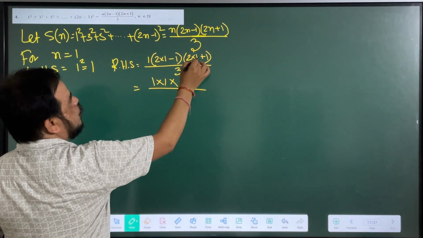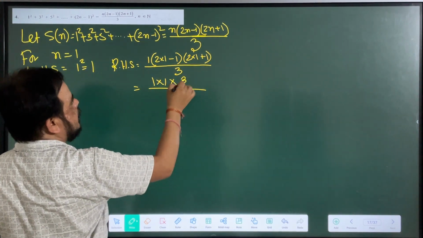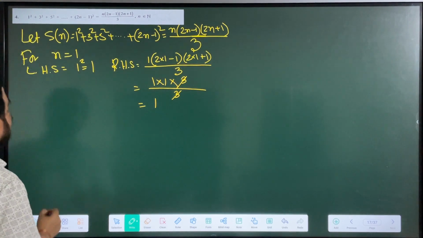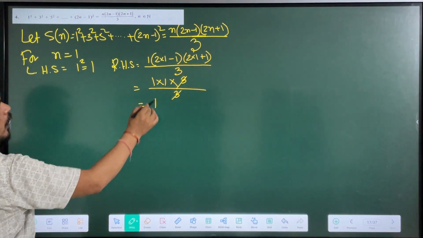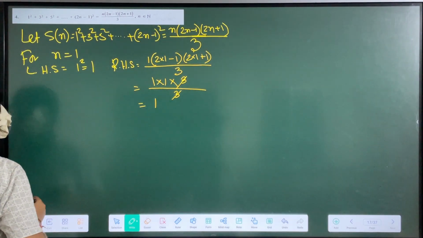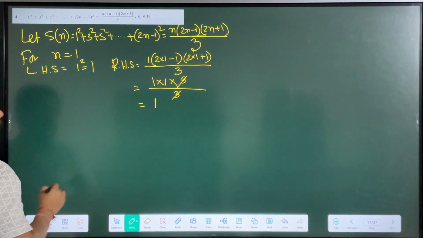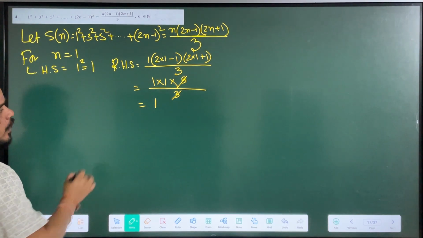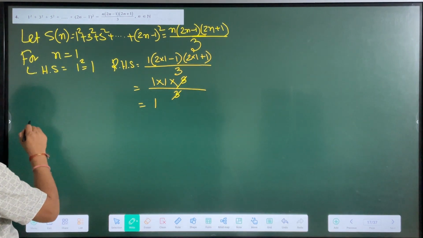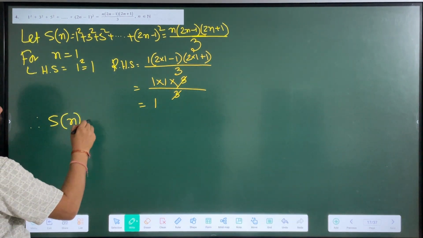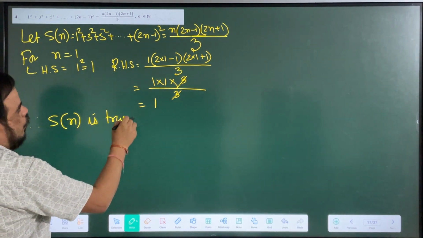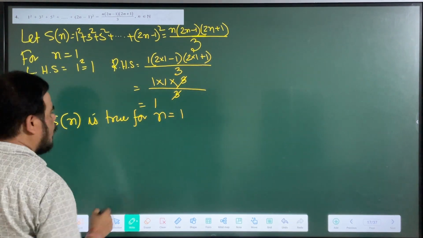2 into 1 is 2, 2 plus 1 is 3. 3 cancels 3, so the RHS is 1. LHS is 1, RHS is 1. The calculation is done. There is no complication, you can understand very easily. Therefore, Sn is true for n equals to 1.